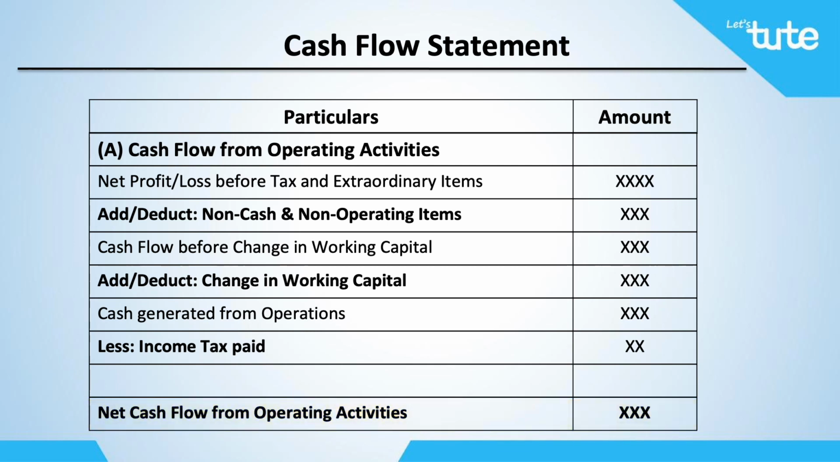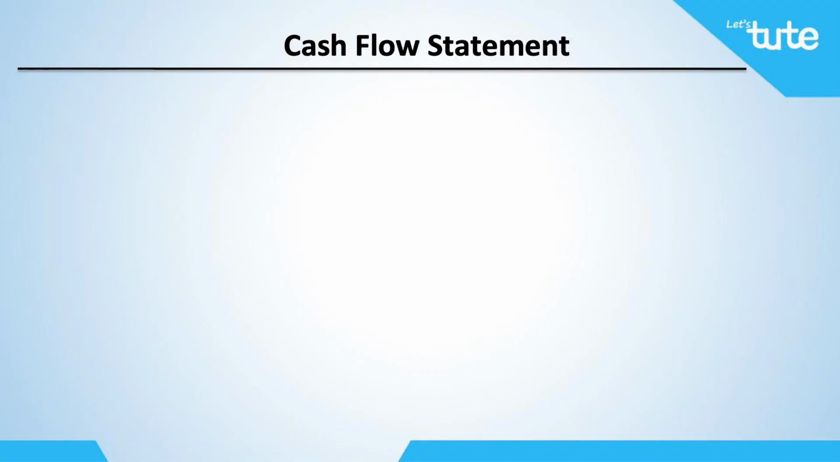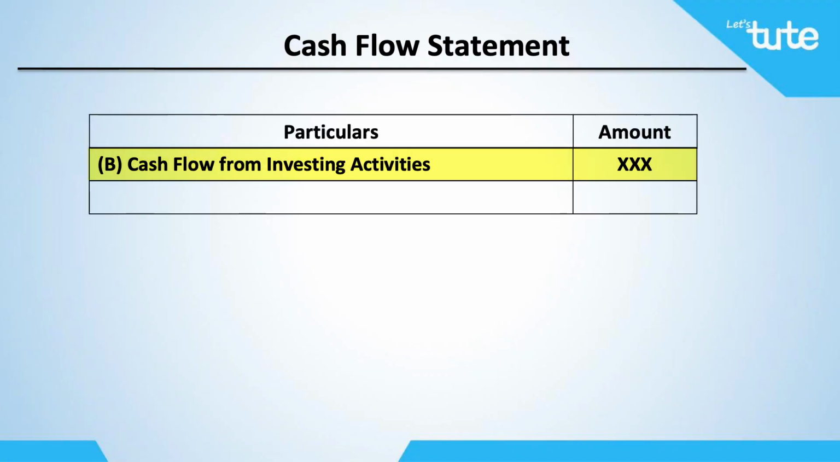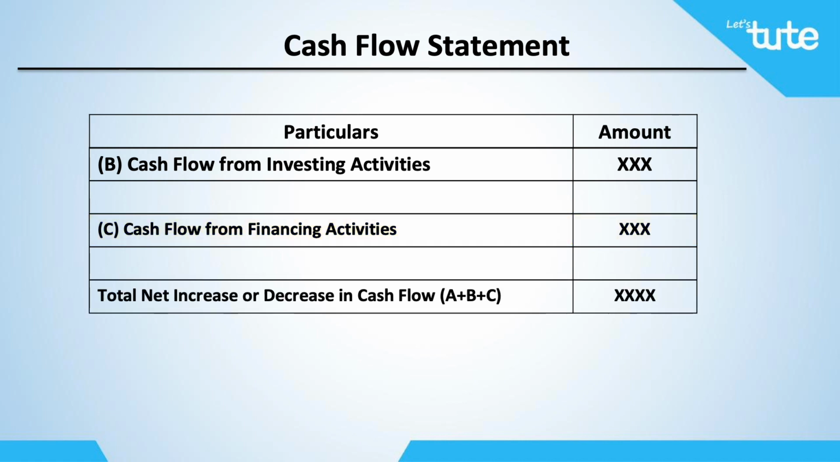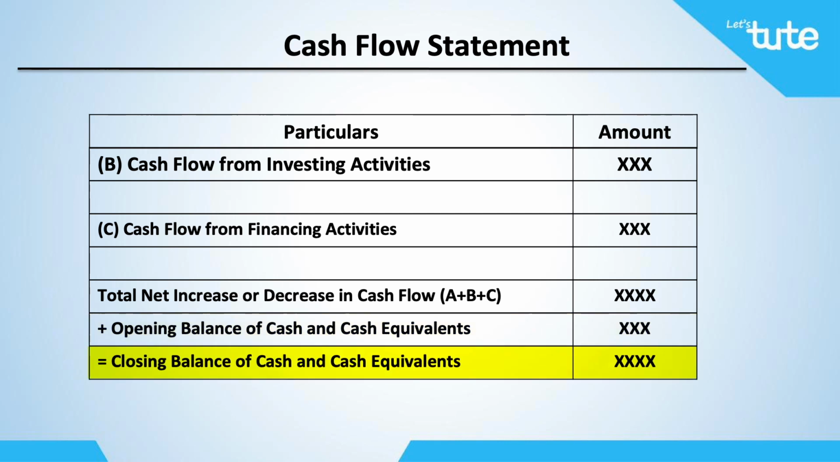After getting the results of net cash flow from operating activities, we need to record the transactions of cash flow from investing and financing activities. And ultimately, the net figure of the cash flows from all three activities will give us a final result as to whether there was a net increase or a net decrease in cash. This net increase or decrease in cash will be added or deducted, as the case may be, to the opening balance of cash and cash equivalents.